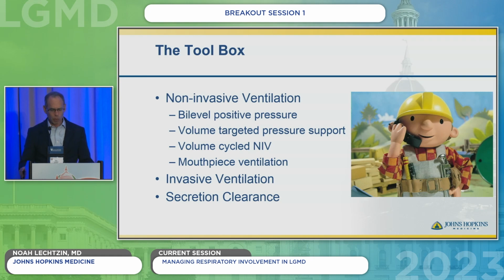We have two different ways to ventilate people: non-invasive ventilation and invasive. Ventilation is essentially just a pump that forces air into somebody's lungs. Non-invasive means it works through a mask, and there are lots of different types of masks, and I'll show some pictures. Invasive ventilation goes directly into somebody's windpipe, either through a breathing tube in the mouth or through a tracheostomy tube, which goes directly into the windpipe. And then I'll talk about secretion clearance as well.